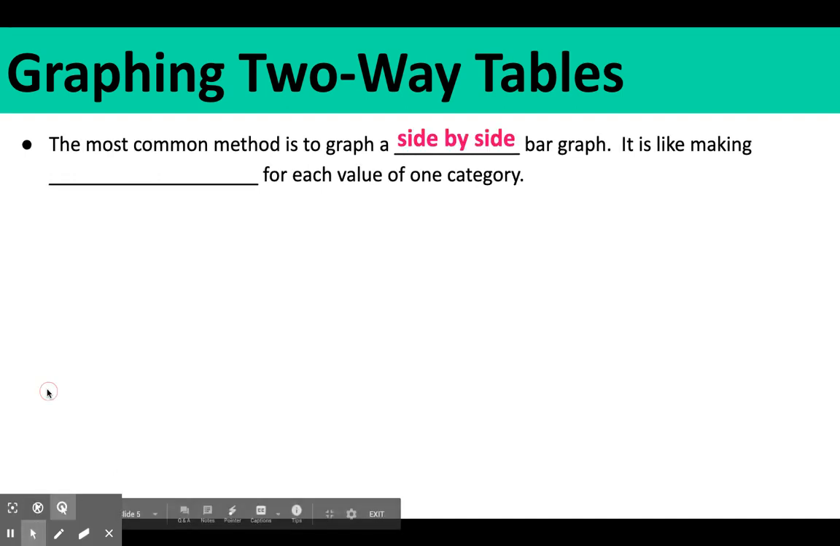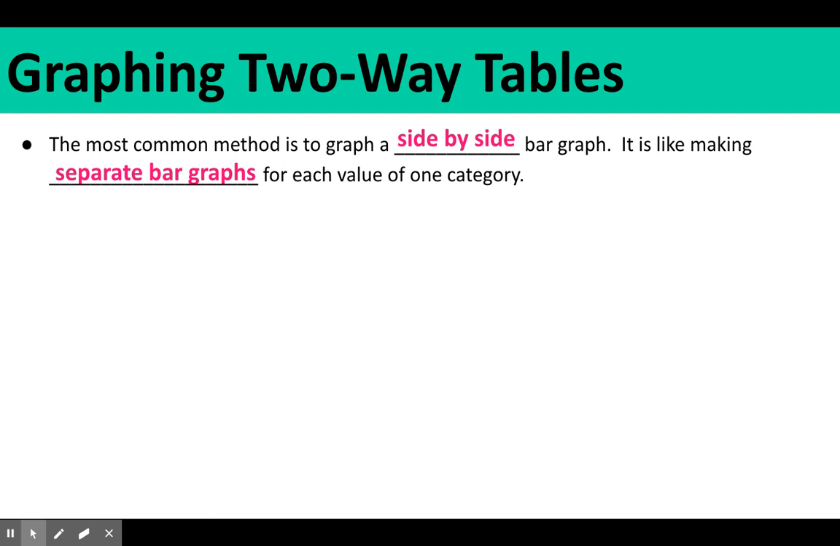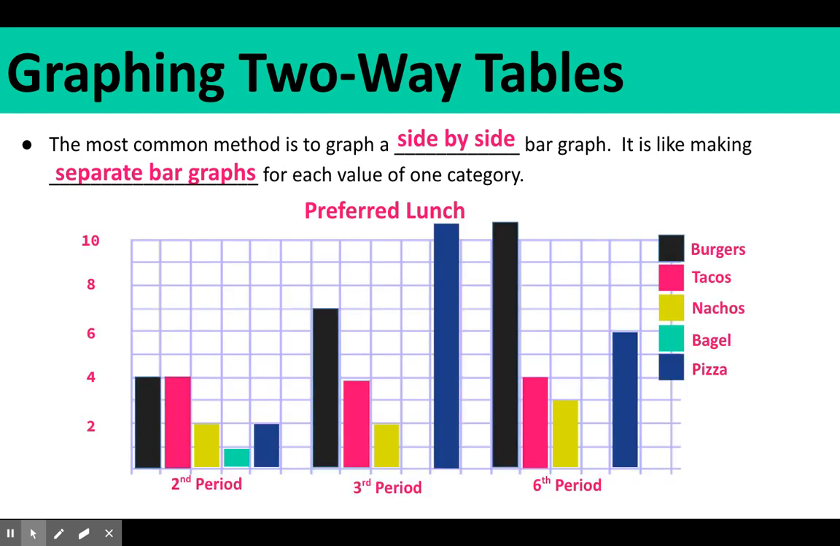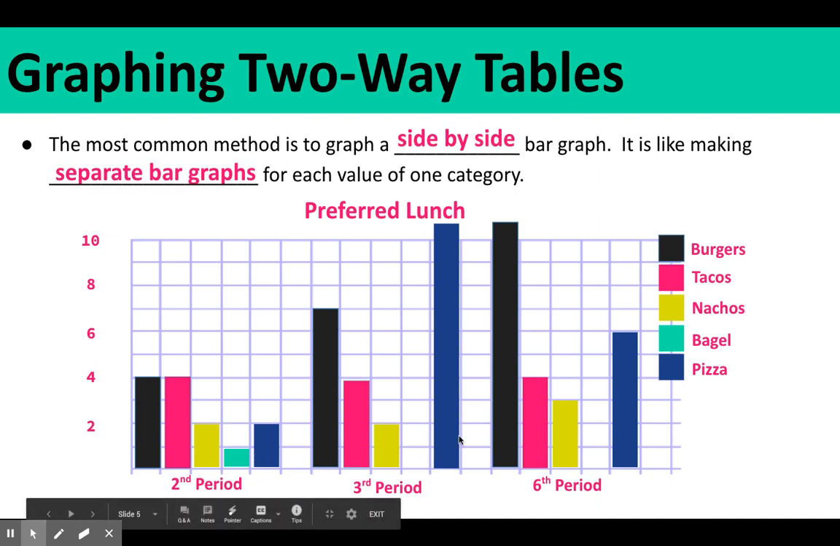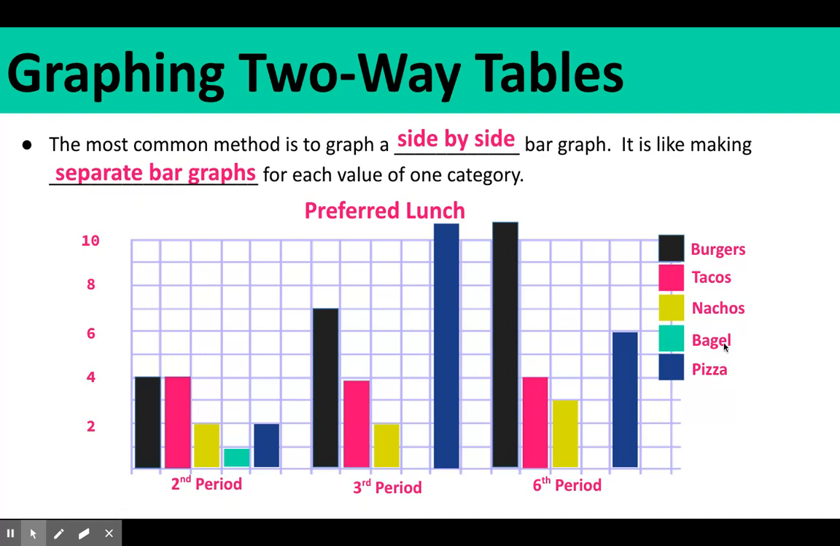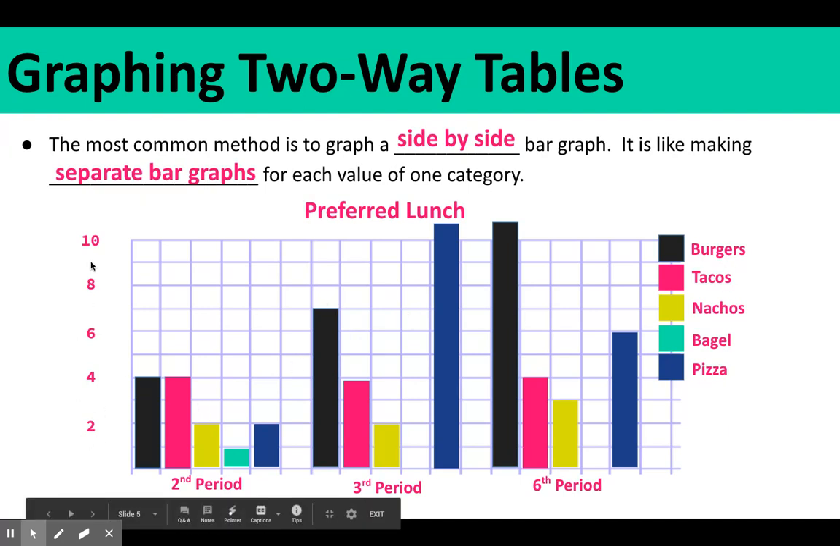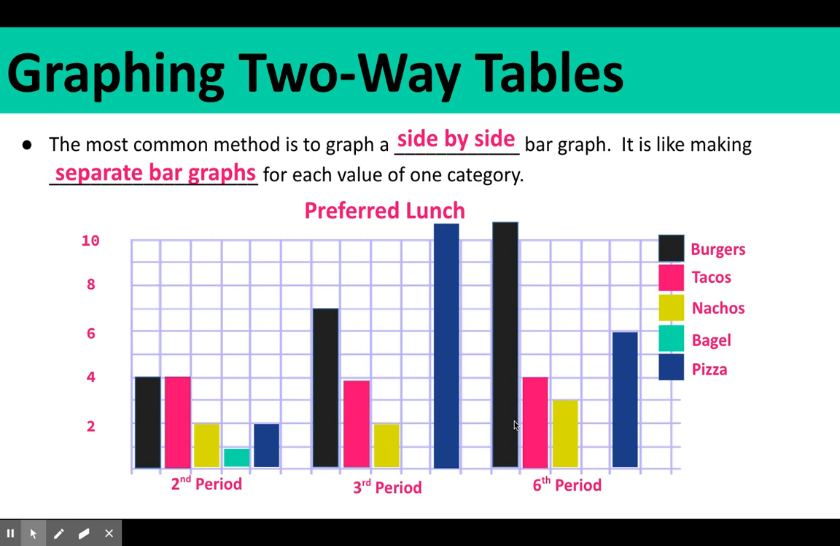with a side-by-side bar graph, okay? Which is basically just like making separate bar graphs for each value of one category. So a basic side-by-side bar graph would look something like this, right? I have second period, third period, sixth period, kind of separated with a gap in between. And then for each class period, I have a bar representing each food type, right? And I put frequencies on the side, just numbers of students or numbers of responses in each category. And that's basically what a side-by-side bar graph looks like.